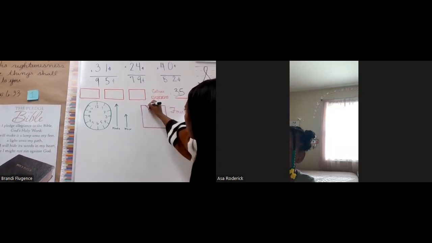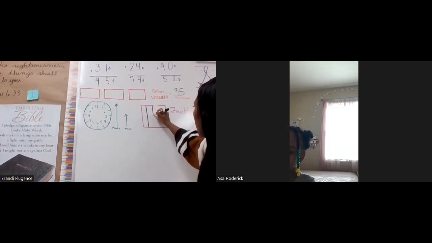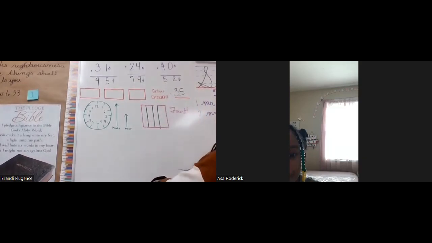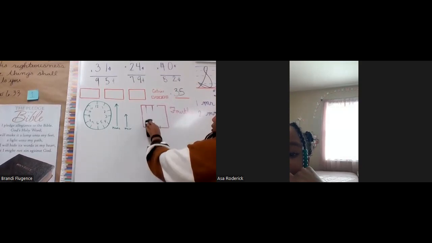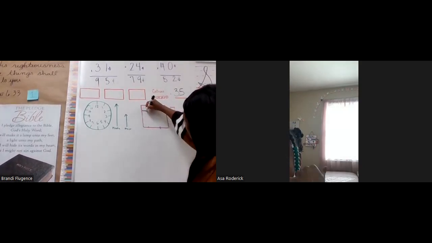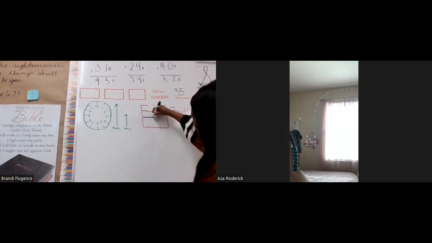We can divide it like this, where we put 3 lines to divide it into 4. 1, 2, 3, 4. And we can do that same thing the opposite way. Dividing it into 4 this way as well.